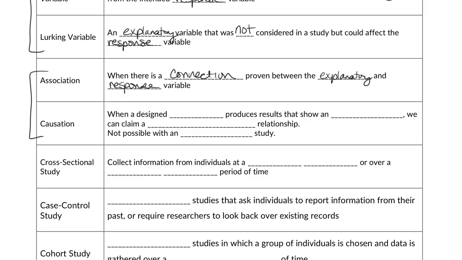But causation, because of the words cause and effect in there, is when a designed experiment produces results that show an association, we can claim a cause and effect relationship. This is not possible to do with simply an observational study. Observational can only show a connection, an association. Experiments are the ones that can show cause and effect.